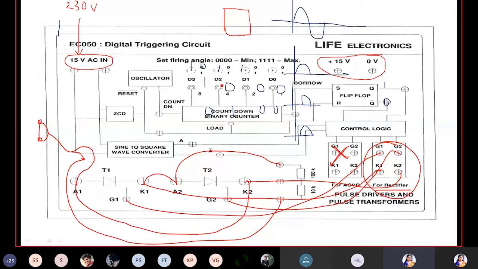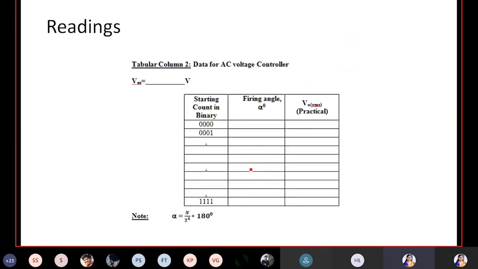Now by varying this knob, the firing pulse can be varied for both T1 and T2 thyristors, and we can note down the readings in the tabular column. We note down the readings, calculate alpha, then you can measure V0 RMS.